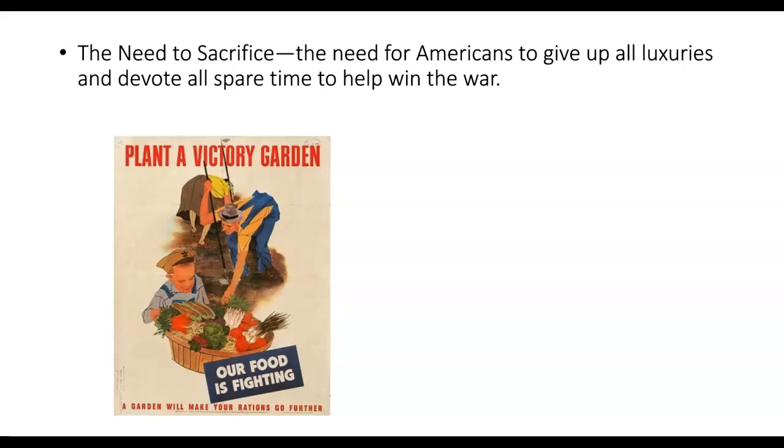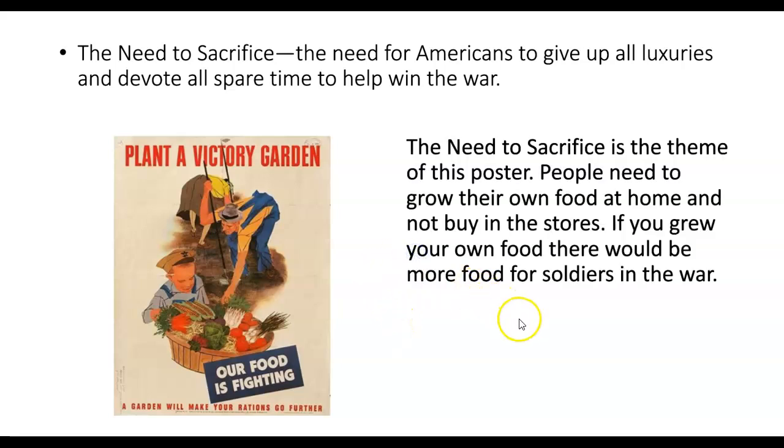If you grow your food, there's less food for you to buy at the stores. As a result, more of the food that's grown in the fields around the country can be used in the war effort, for the soldiers and so on. The need to sacrifice is the theme of this poster. People need to grow their own food at home and not buy in the stores. If you grew your own food, there would be more food for soldiers in the war. Here the people are growing their victory garden at home. That's the evidence that you need for that one.